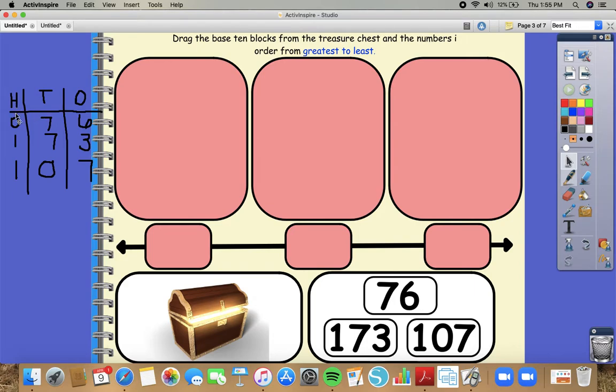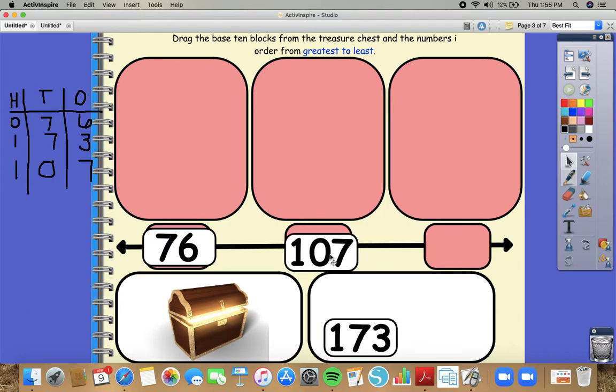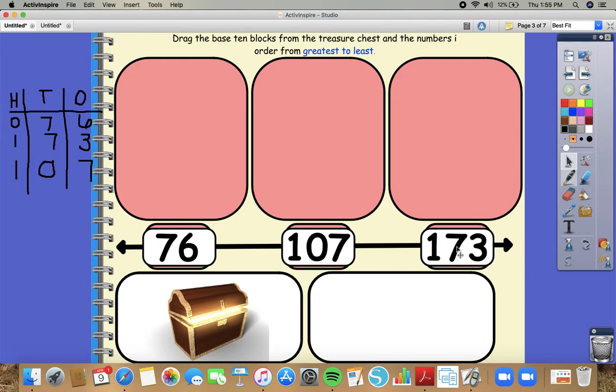So of our hundreds places, we have a 0, a 1, and a 1. Who's the least number, the smallest number? That would be this one. So our first number, our smallest number, is 75. Our next one, we have 1 and 1. Well, those are the same, so we move to our tens place value. We have a 7 and a 0. So our 0 is next. That means 107 is our middle number, which means 173 is our bigger number. All right, let's move to our next one.